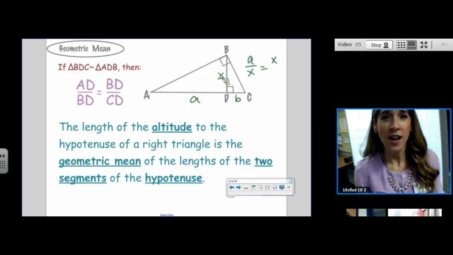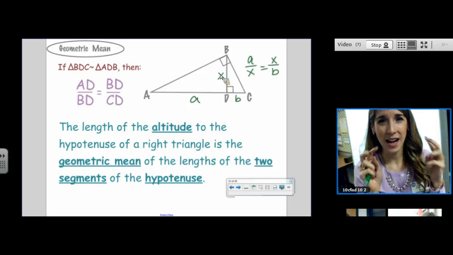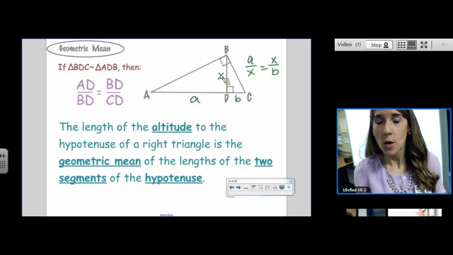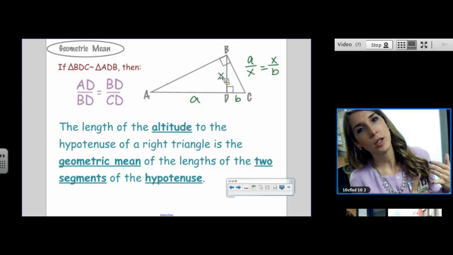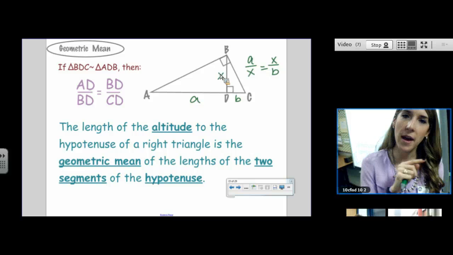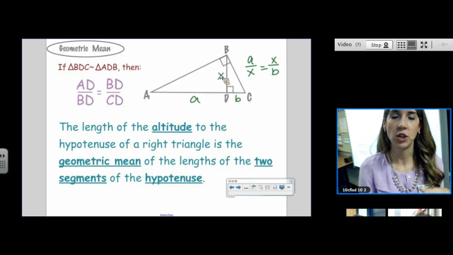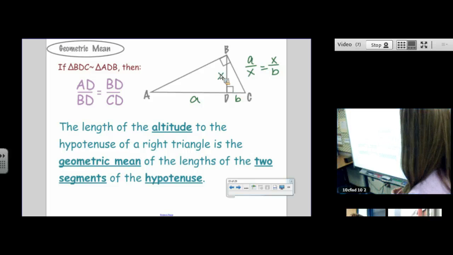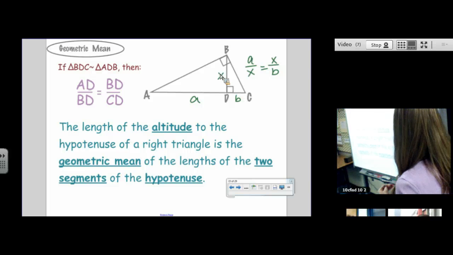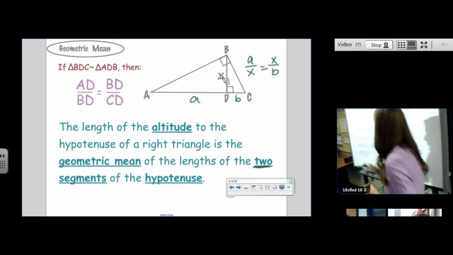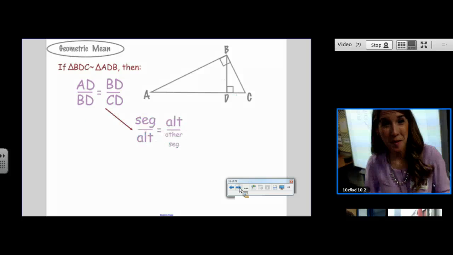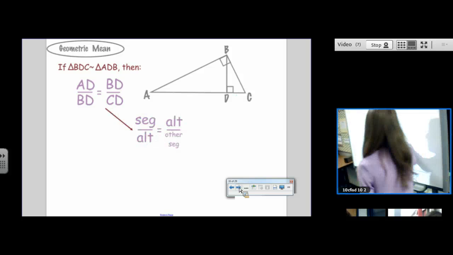What geometric mean is all about is it's a shortcut, okay? It's going to help us solve for sides of triangles without having to say, oh, these two triangles are similar. Oh, okay, now I can set up a proportion. We're going to know the proportion right away. So A is to X as X is to B. You use the two segments of the hypotenuse. So an easy way to remember that is to remember this proportion right here.